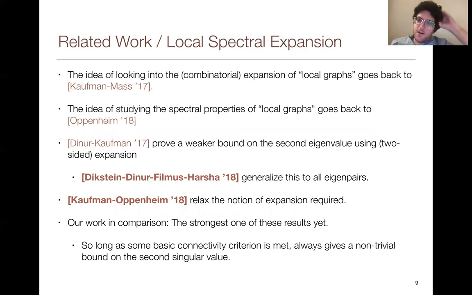And this local spectral expansion is not an idea that we came up with. It was an idea that I think was first described by Kaufman and Mass. There have been many works on it since then. In fact, particularly relevant for our work is the work of Dikstein, Dinur, Filmus, and Harsha, and the work of Kaufman and Oppenheim. But our work is the strongest one of these results yet. And all these results mentioned here have some regime in which they don't give any non-trivial bound on the second singular value. But our work is really mild in this regard, in the sense that so long as some basic connectivity criterion is met, we can always give a non-trivial bound on the second singular value.